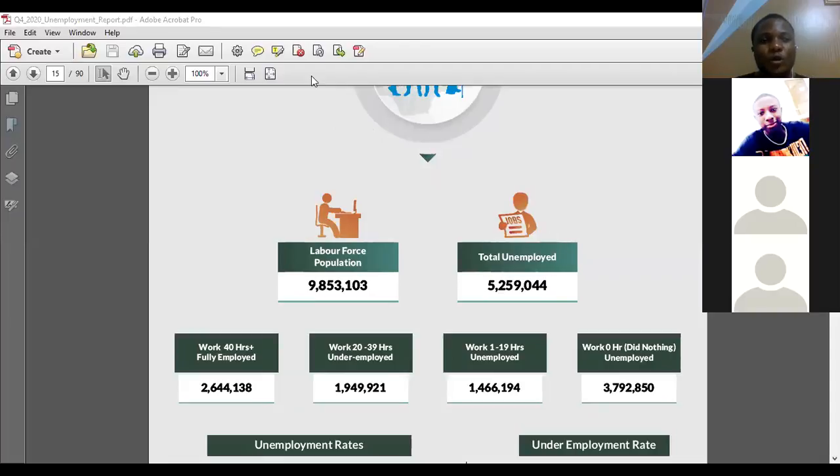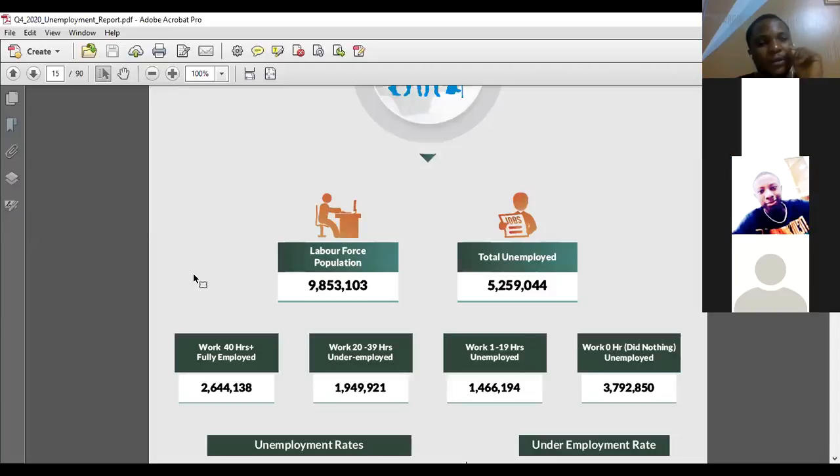So for you to be fully employed, it means that you must be working at least 40 hours a week. That is for 5 days, Monday to Friday. 40 divided by 5, 8 hours. That means you must be working at least 8 hours every day, 8 to 4, 8 to 4, 8 to 4. Then we have those that are not working fully, that are still underemployed. They are working between 20 to 39 hours. Those do a 4 hours job, 5 hours job, 2 hours job.